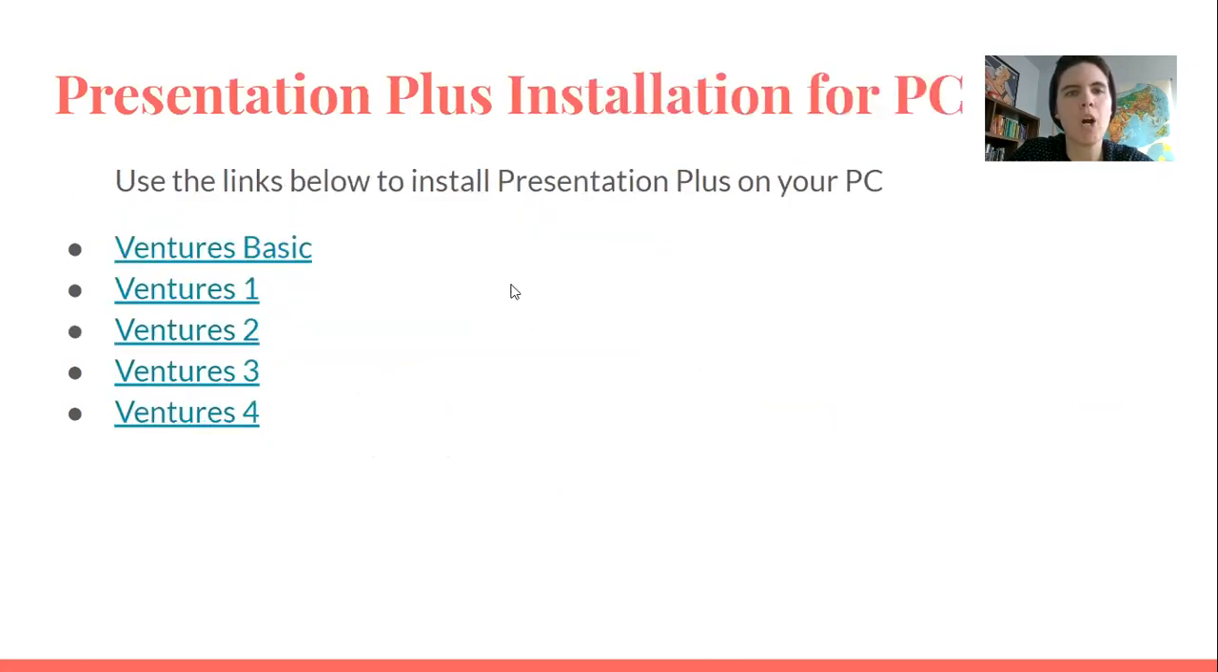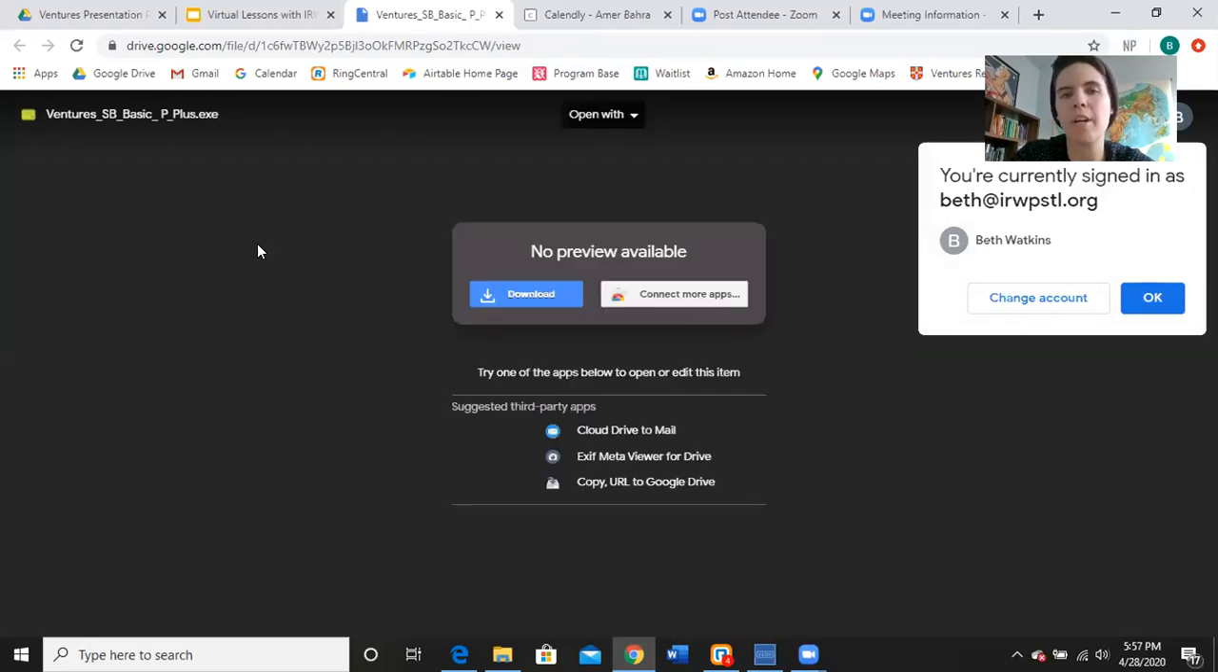So all of the links to install the program are here in the PowerPoint as well. I'm going to show you what the beginning of the process looks like. Say I want to download the Ventures Basic program. This will take you to a link to the file in our IRWP Google Drive. When you click on the link, you'll get a screen that says something like no preview available. It looks like you've hit an error message, but this is actually where you're supposed to be.